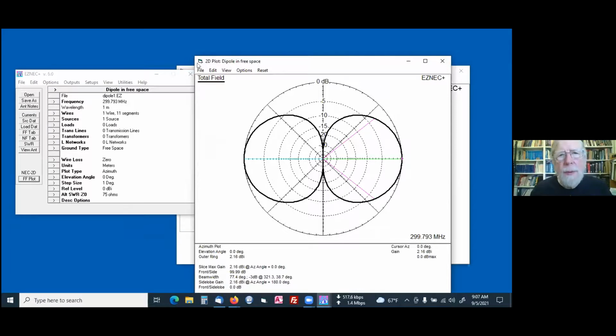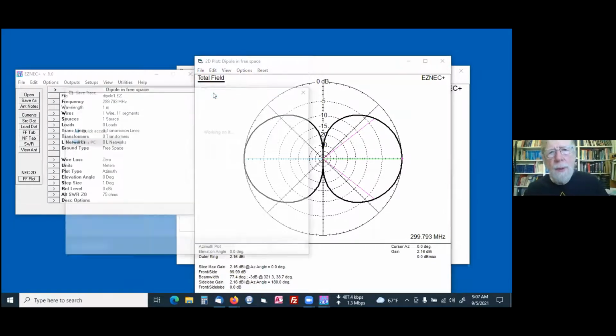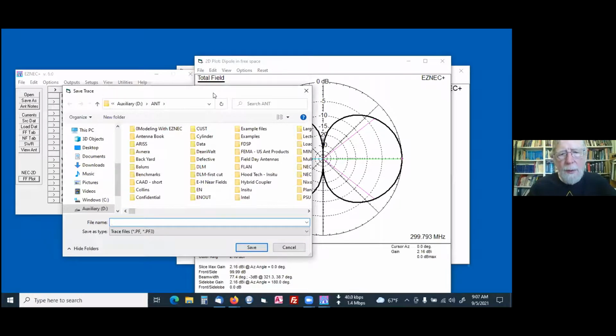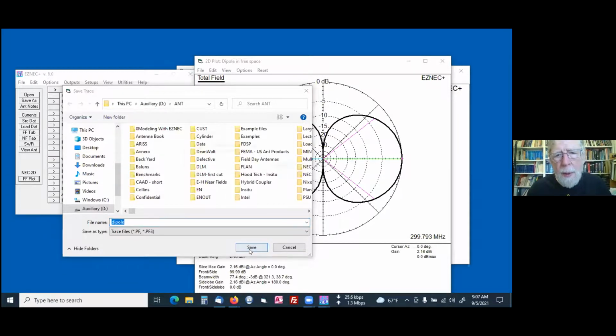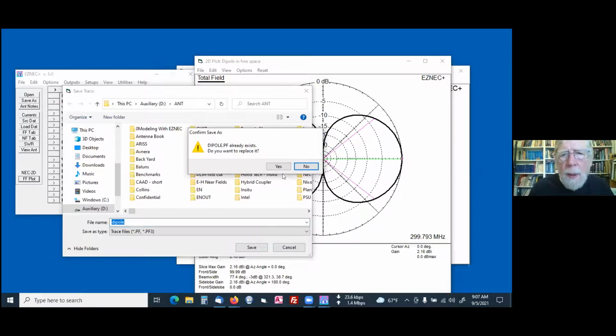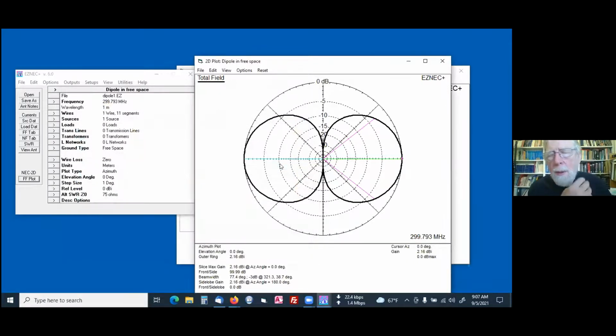So what we'll do is we'll save this one, and we'll try to type a little more carefully this time. Dipole. Okay, so now we got the plot of a dipole. Now let's take this dipole here.